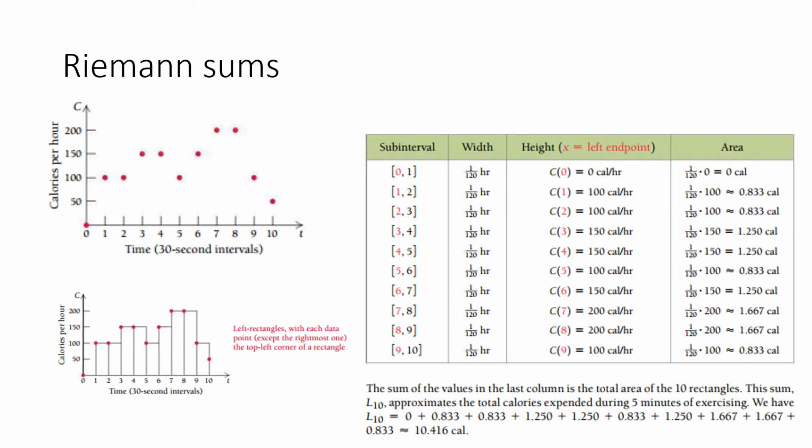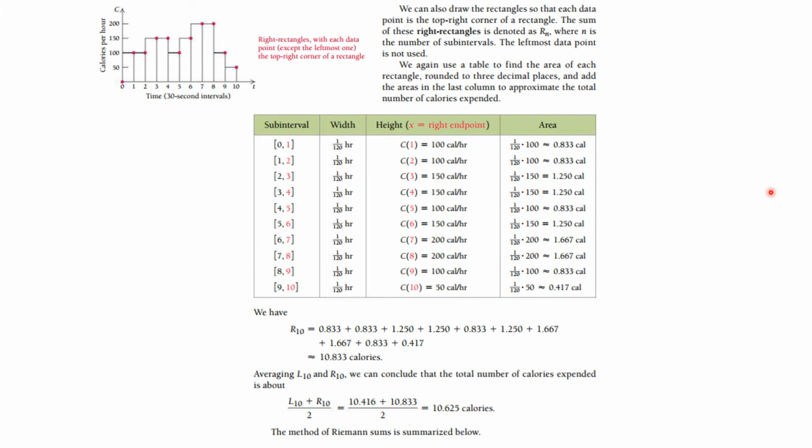Again, we've done this before. Now we also could draw rectangles using the same data from the right endpoints, and we get a slightly different answer. Here we get 10.625 calories. But again, it approximates the area under this curve, whatever the curve actually happens to be. And the calculation is much the same.